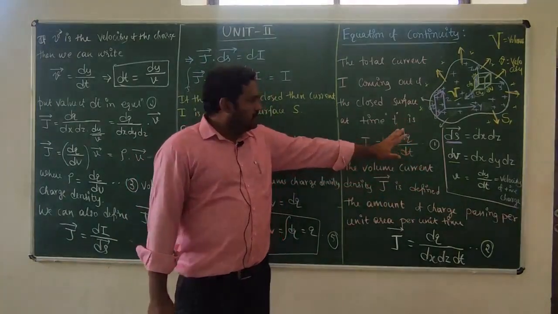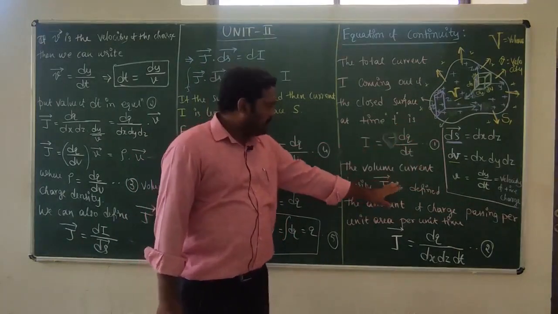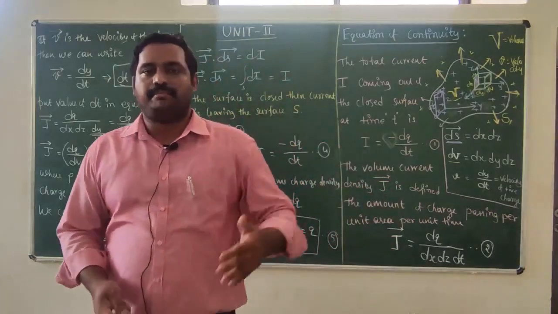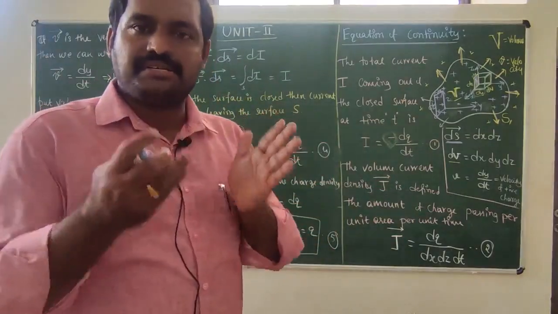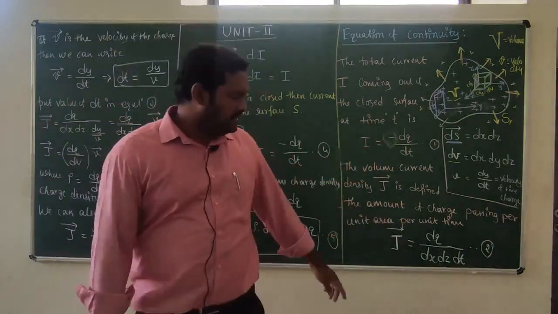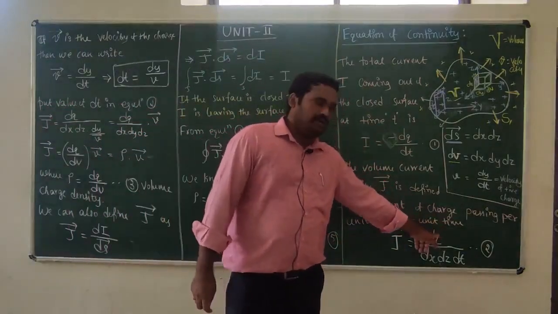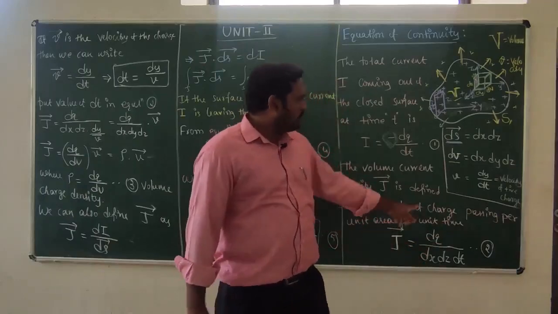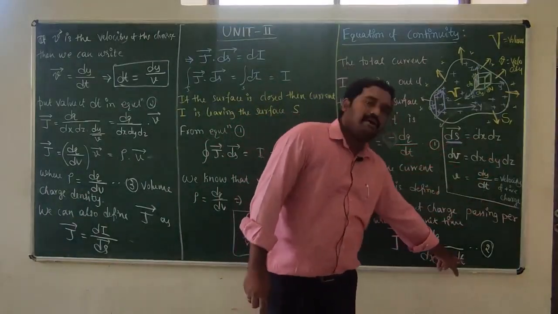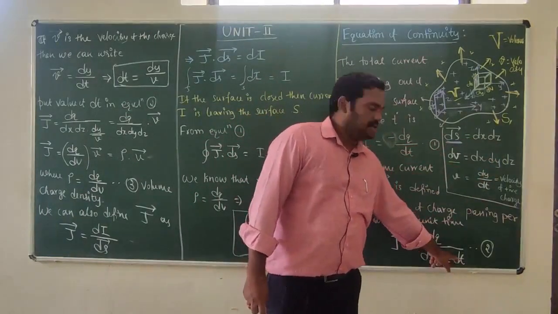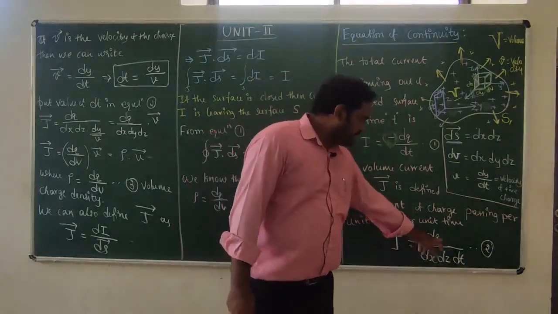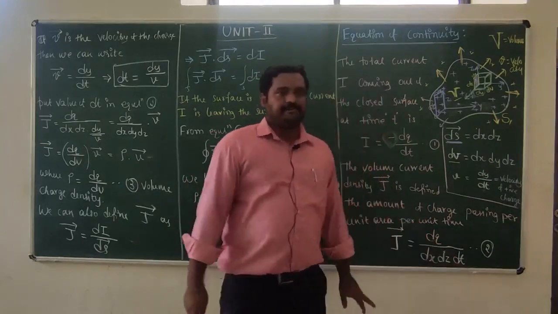Volume current density is the amount of charge passing per unit area per unit time. Amount of charge passing per unit time is current, and that divided by area is current density. So we can write the amount of charge passing, that is dq, divided by the perpendicular area dx dz, per unit time dt. So this is equation 2: current density J is equal to dq by dx dz dt.